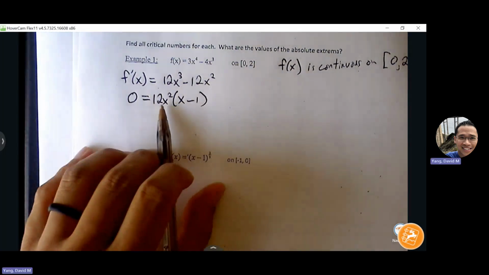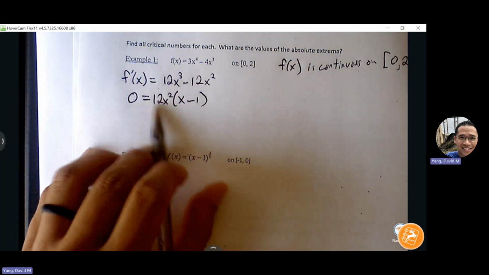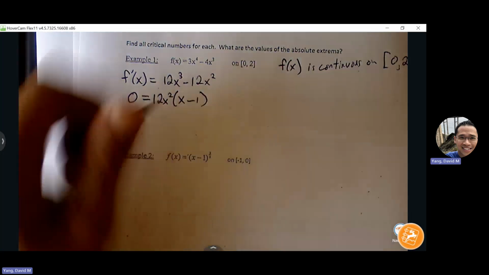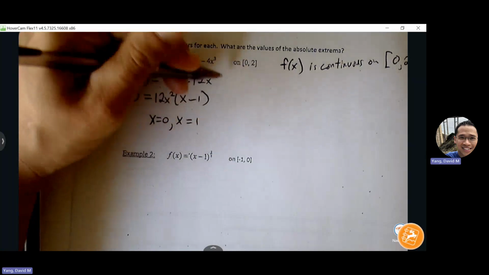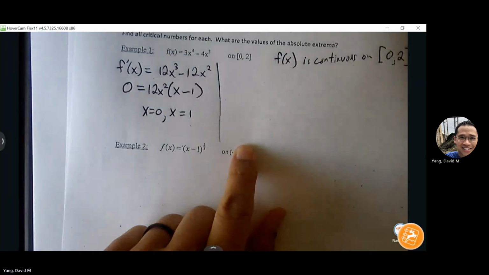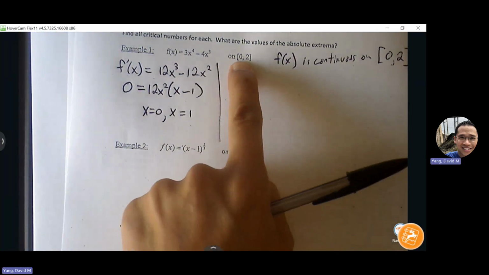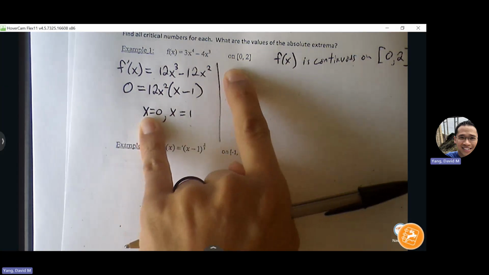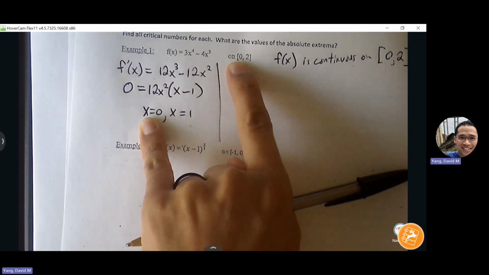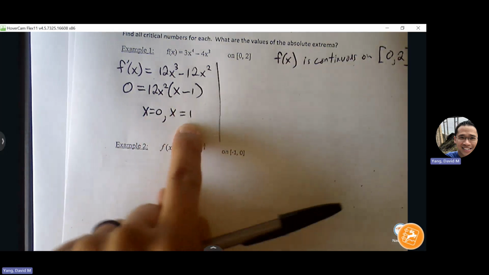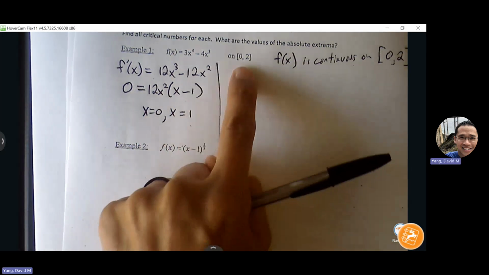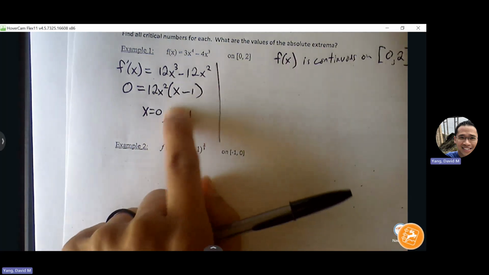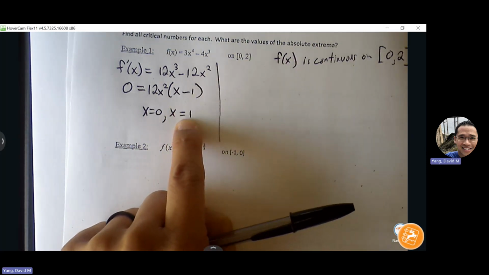I have two x values I can find. 12x squared equals 0 and x minus 1 equals 0. So I have x equals 0 and x equals 1. Now I'm already going to test 0 and 2, so 0 is a duplicate. We're already going to test that, so no need to worry about it. Is 1 going to be a valid critical point? Yes, because it sits between the endpoints. Now, if there's a critical point that lands outside the interval, then we don't care about it. It's not part of our problem.